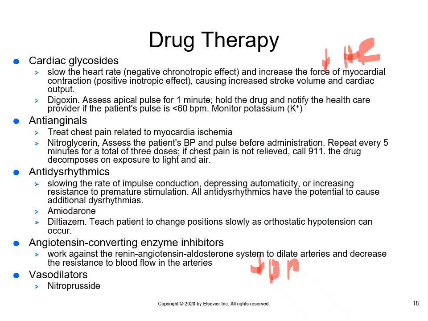Vasodilators, such as nitroprusside. From the word itself, it dilates. That's why it's called a vasodilator. It dilates the vessels, therefore decreasing the preload and the afterload, and will help decrease the BP of our patient. Right?